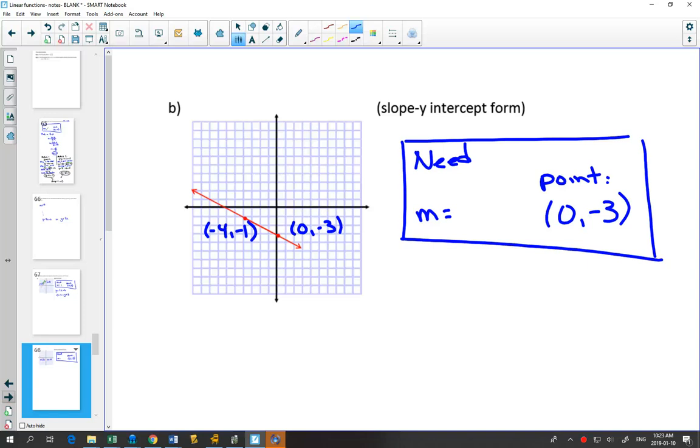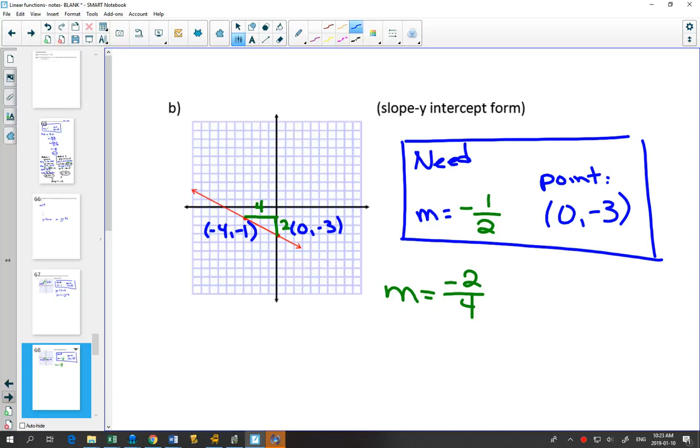Could we use our graph to find our slope? We've gone over 4, down 2. Rise over run will be 2 over 4. Should it be positive or negative? Negative in this case because it's going down. 2 over 4 reduces to negative 1 over 2. It would not be bad if you started and wrote negative 2 over 4 first. Remember, the rise goes in your numerator, your run goes in your denominator.